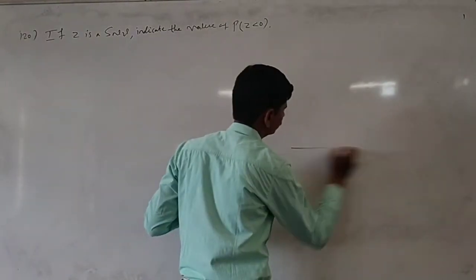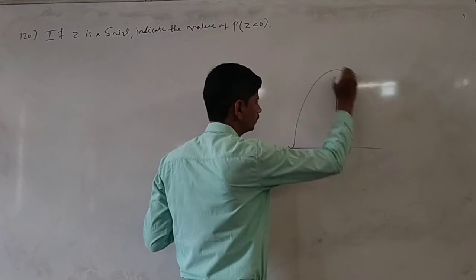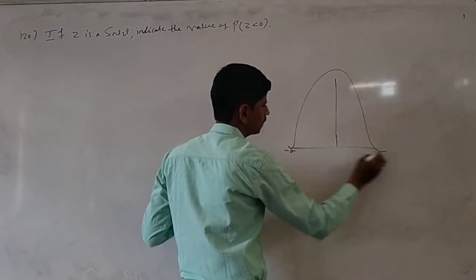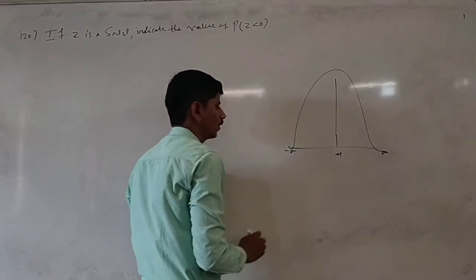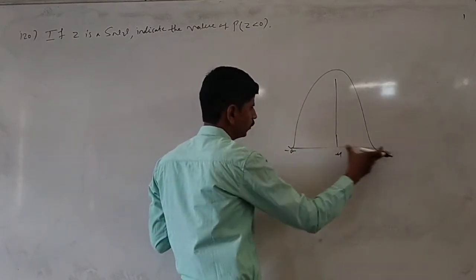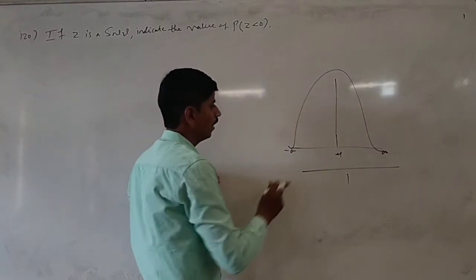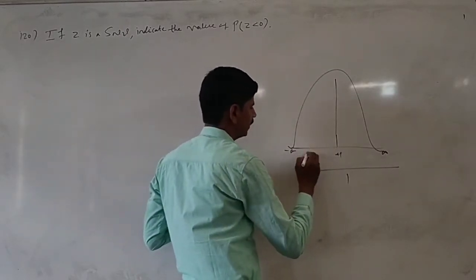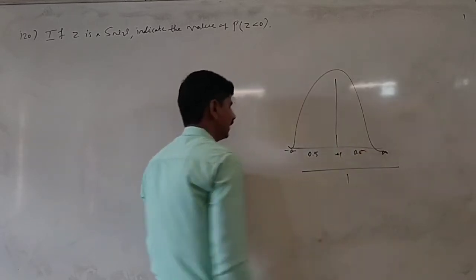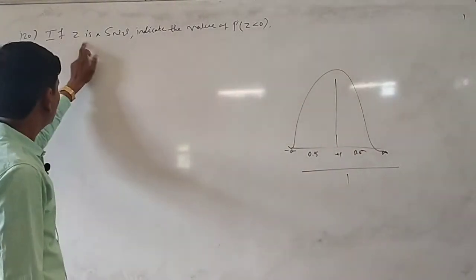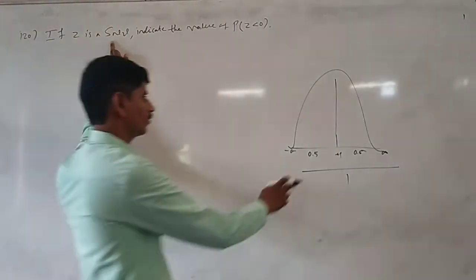See here, the normal distribution is a bell-shaped curve. Its range is minus infinity to infinity. This is mu. The total area of the normal curve is 1. And mu to minus infinity is 0.5 and mu to plus infinity is 0.5. Here they are asking, if z is a standard normal variable, its mu value is 0.